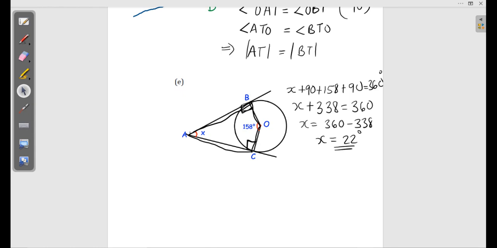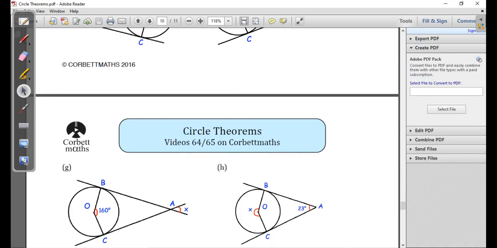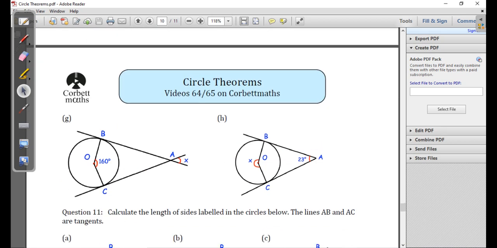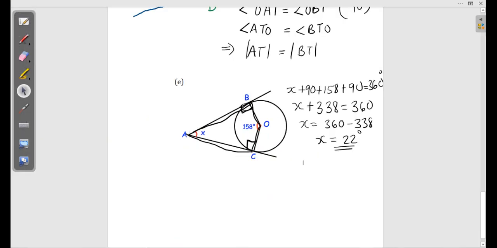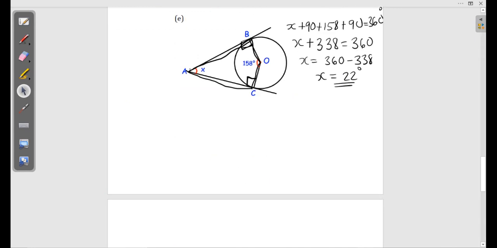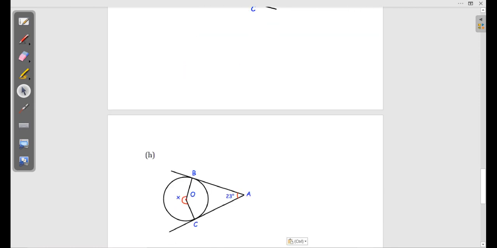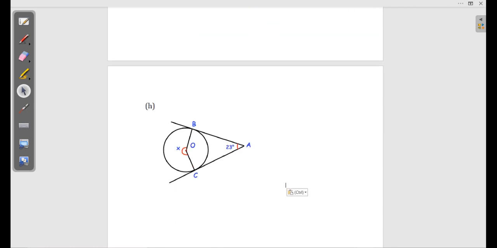Good. One more question. You can as well use SOHCAHTOA in this kind of theorem as well, because it's still all encompassing. So let's look at this. This one now, we know here to be 90. We know here to be 90. We don't know here, so let's say it's m. So that gives us m plus 90 plus 23 plus 90 equals 180 degrees.